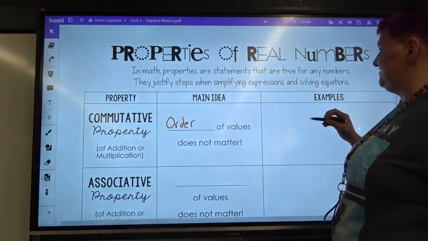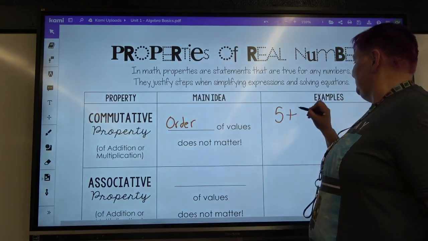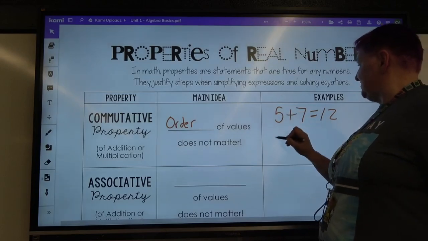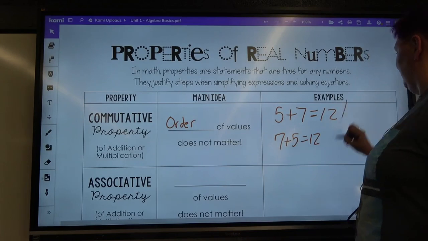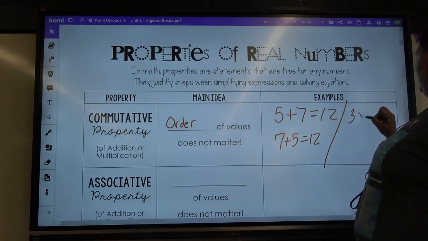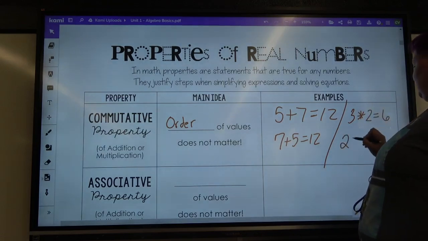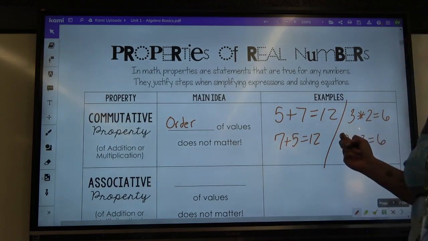All right, so for example, commutative property says that 5 plus 7 equals 12. The order doesn't matter. 7 plus 5 also equals 12, right? Or 3 times 2 equals 6, and 2 times 3 equals 6. The order doesn't matter.